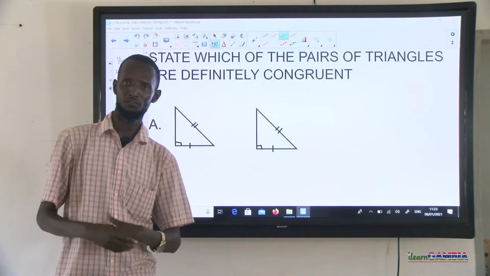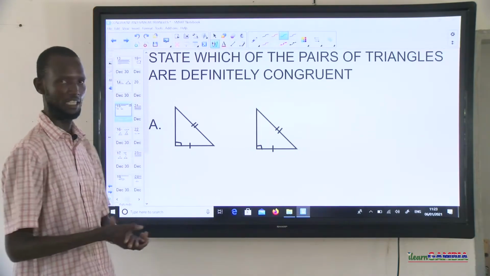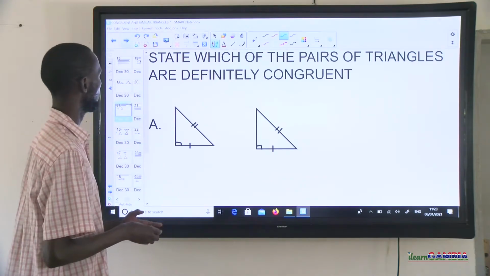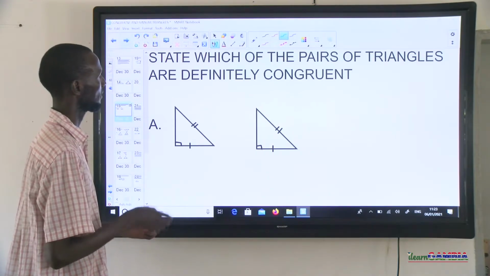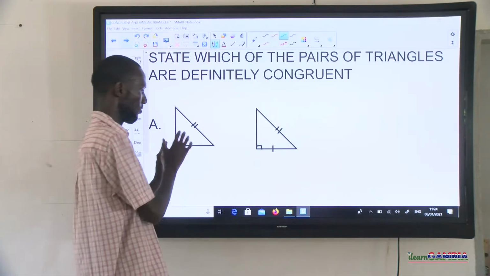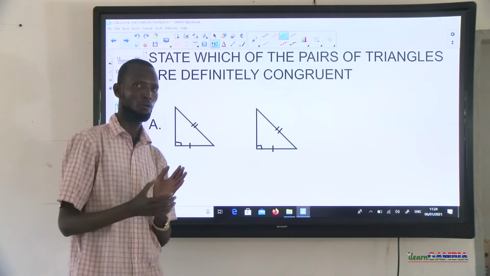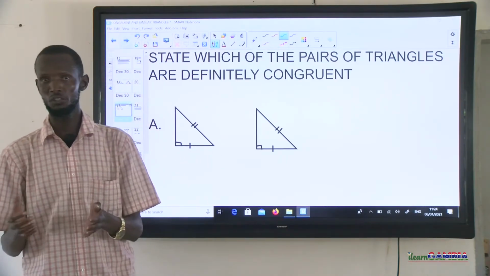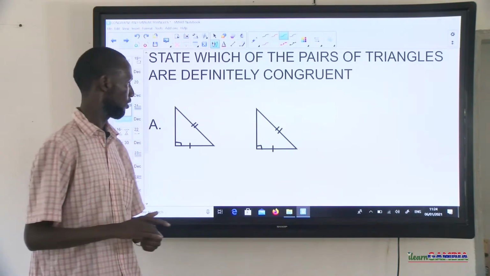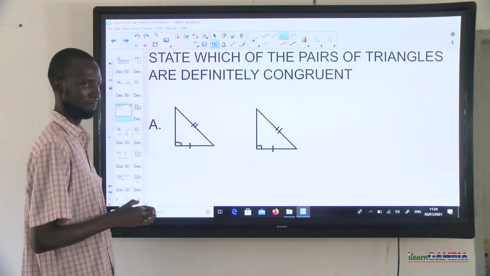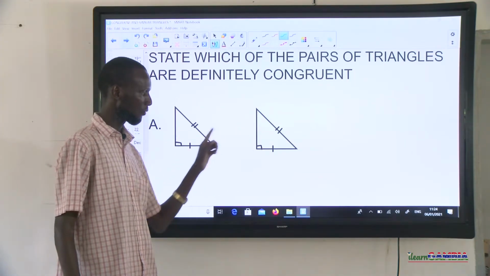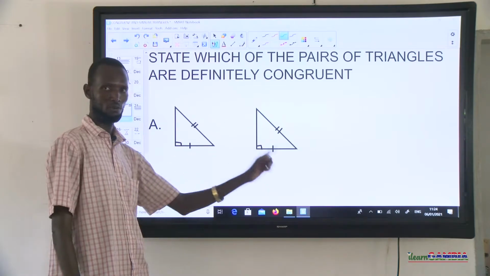Based on what you have learned so far, let's do some practice, all right? Let's see if you can identify congruent triangles or not, okay? It says here, state which of the pairs of triangles are definitely congruent. So we're going to look at the triangles we are given and see whether we can conclude definitely that the 2 triangles are congruent. Remember the properties we have gone through, okay? So if we look at our first one here, we have 2 triangles, and they are both right angle triangles. So we are dealing with right angle triangles here.